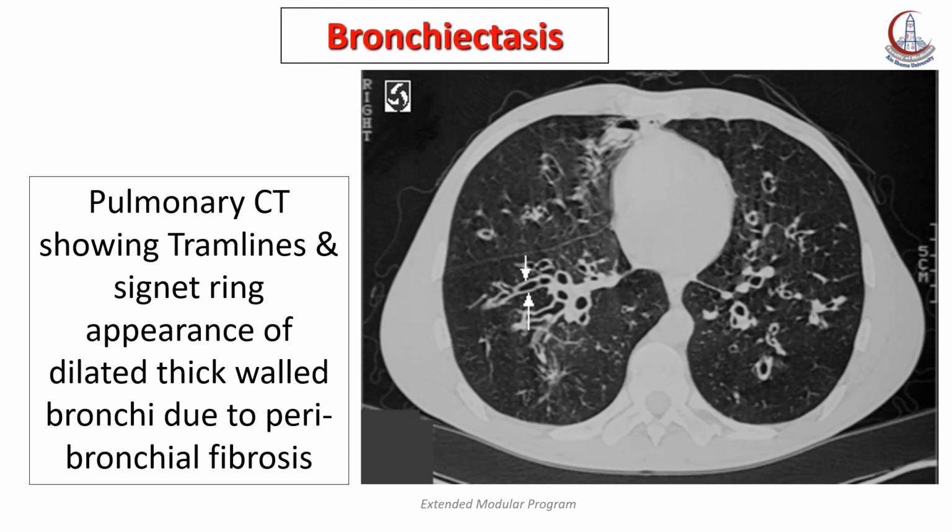This is a CT scan of chest showing dilated bronchi and bronchioles here with thickened wall. This disease is called bronchiectasis. What is the meaning of bronchiectasis? Ectasis means dilatation, and dilatation of bronchi. So we have two parts of the name of bronchiectasis: ectasis, which is dilatation, of bronchi.